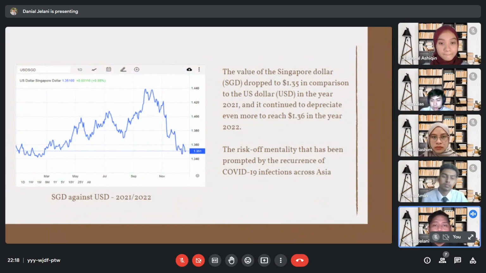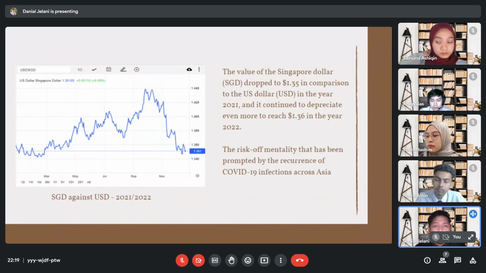According to the Singapore Business Review, Fitch stated that the value of the Singapore dollar (SGD) dropped to $1.35 in comparison to the US dollar (USD) in the year 2021, and it continued to depreciate even more to reach $1.36 in the year 2022. The SGD has weakened in line with most other Asian currencies after the Fed's hawkish surprise on June 16, said Fitch. It was traded in a weaker range between $1.35 per USD and $1.38 per USD for the remainder of 2021 and likely in 2022 as well, Fitch added.